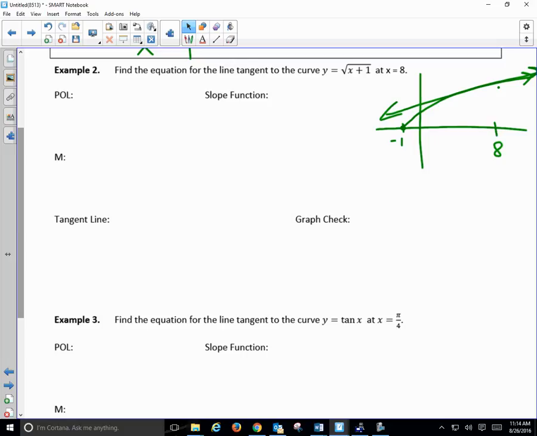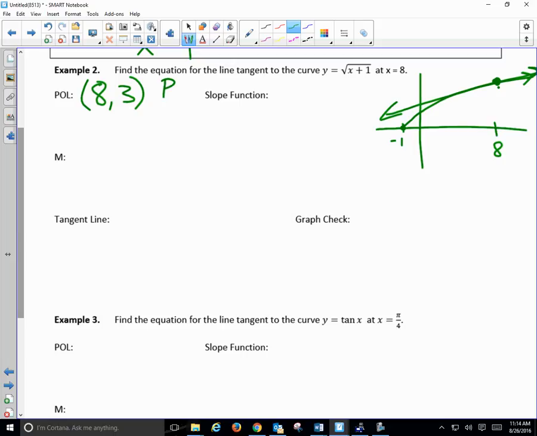There we have it. So what I'm going to need is a point on that line. This point right here, this point of tangency. What is the x value for that point on that line? It is 8. Can I find the y value? How? Plug it in. Square root of 8 plus 1 is 3. Awesome. That would be point P.